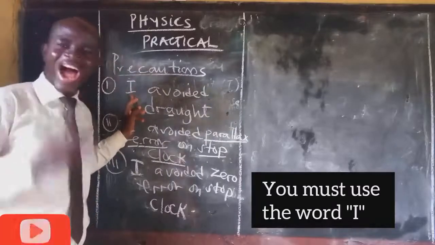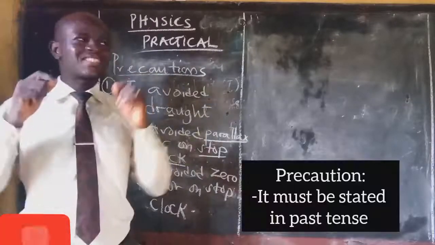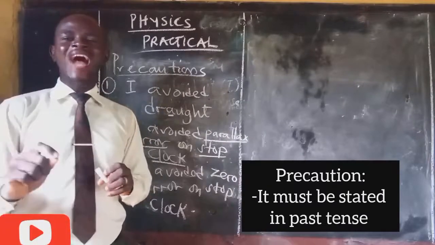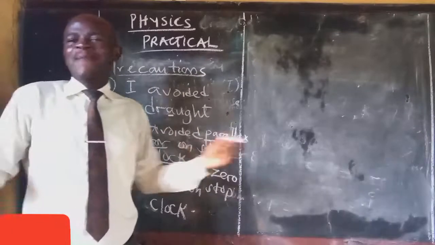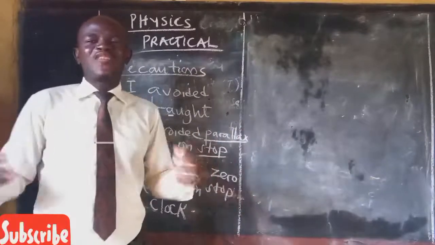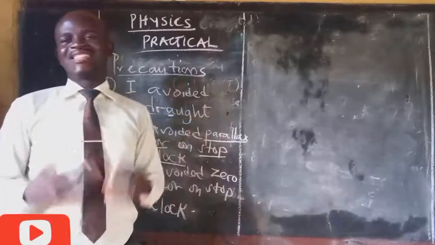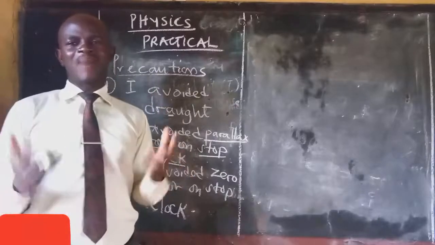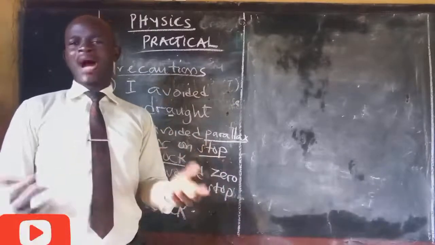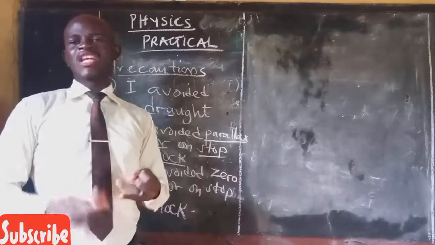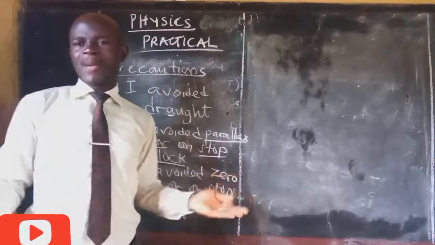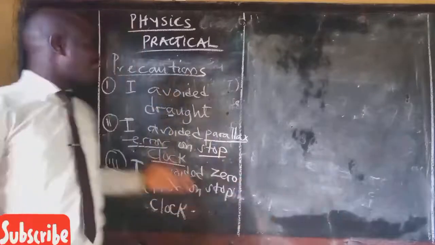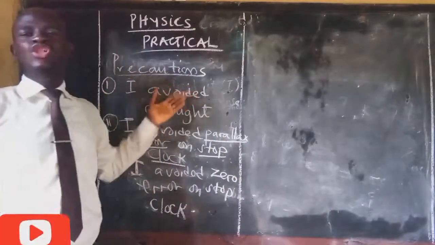Number 2, it must be stated in past tense. By the time they are asking you to state your precaution, you have already performed your experiment. Therefore, it must be in past tense. For example, let's say you have performed an experiment on mechanics whereby you have made use of a stopwatch, a meter rule, a simple pendulum, and then you are asked to state your precaution. You can go ahead and say, I avoided draughts.